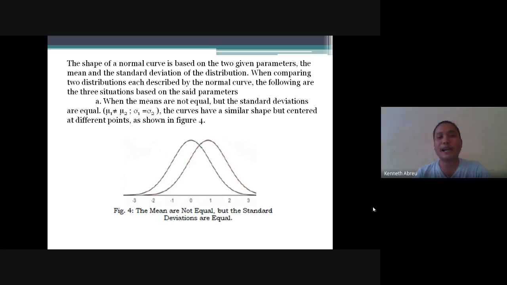Kung ang mean daw ng ating dalawang normal curve ay magkaiba, pero ang kanilang standard deviation ay parehas. So, parehas daw yung shape nila, but then, mag-iiba lamang yung ating curve kasi magkaiba sila ng mean. Yung isang curve natin, ang mean niya would be 0, yung isa naman, ang mean niya would be 1. Kaya mag-iiba. Parehas lang sila ng shape, pero na-adjust lamang yung ating pinaka-mean. So, yan yung magiging itsura niya.